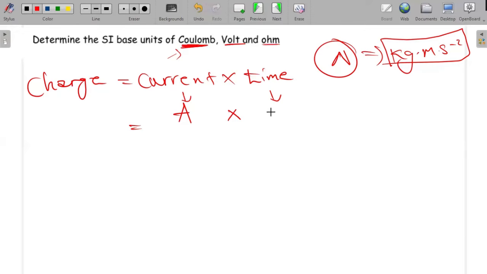Seconds. Time is measured in seconds, which means charge is the same as what? It is the same as the current multiplied by second. These are the SI base units for charge. I hope we are clear there.